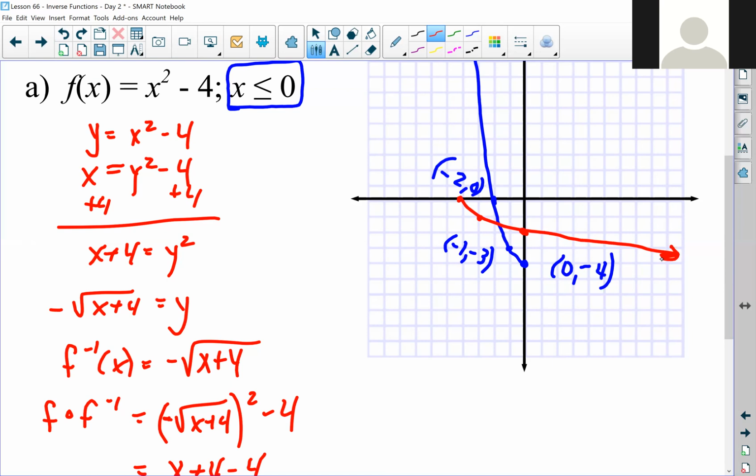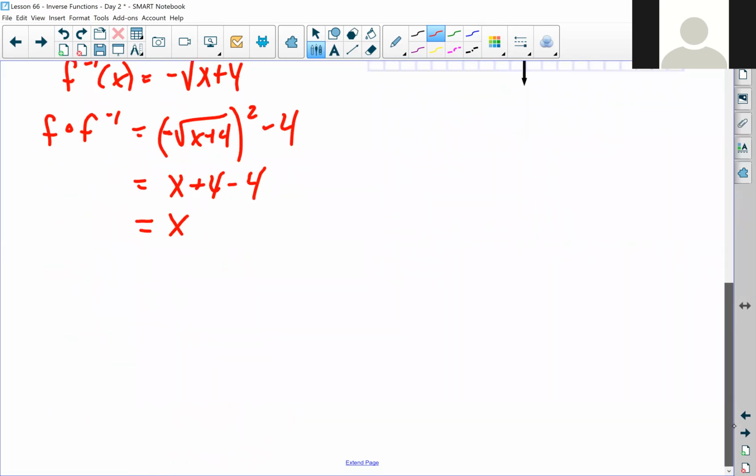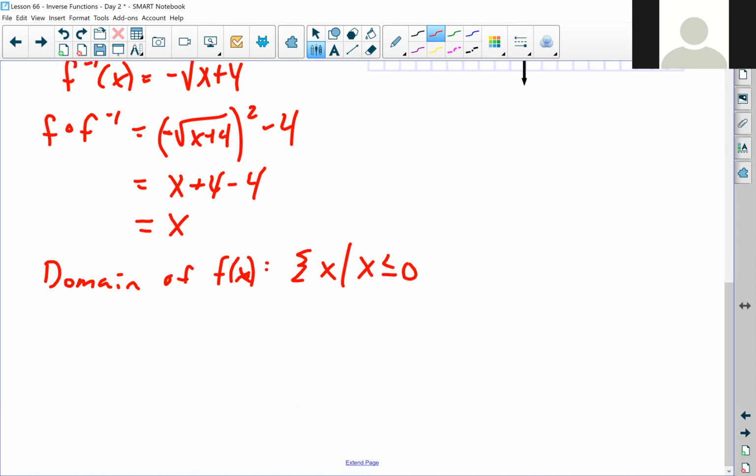All right. Now for domain and range. So the domain of f actually we're given right here. X is going to be less than or equal to 0. So domain of f: all x's such that x is less than or equal to 0.